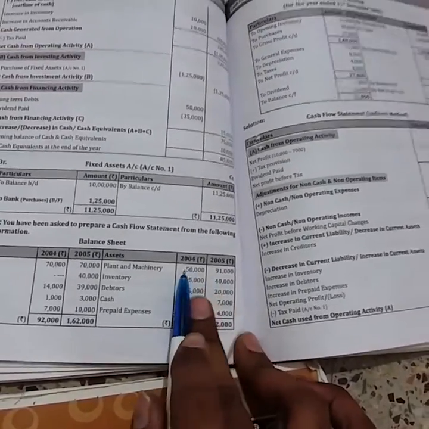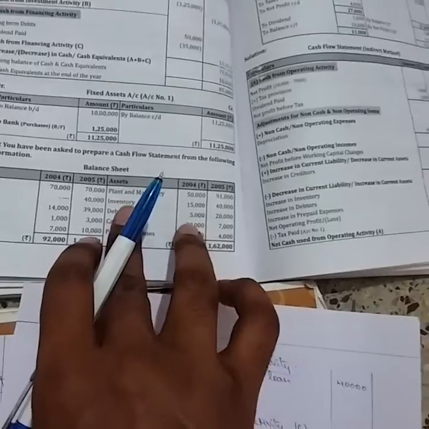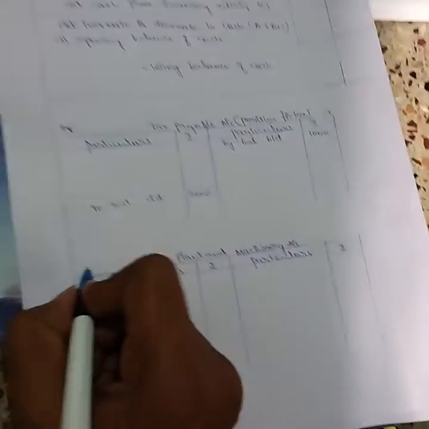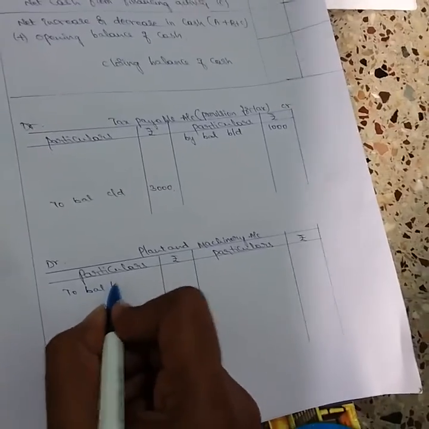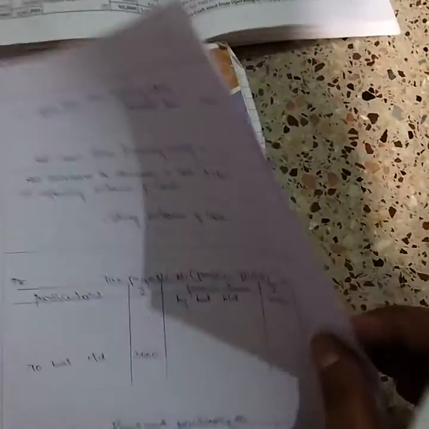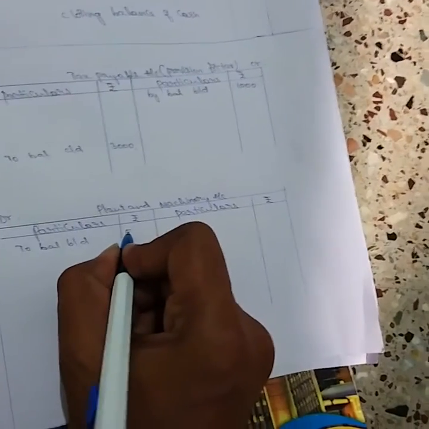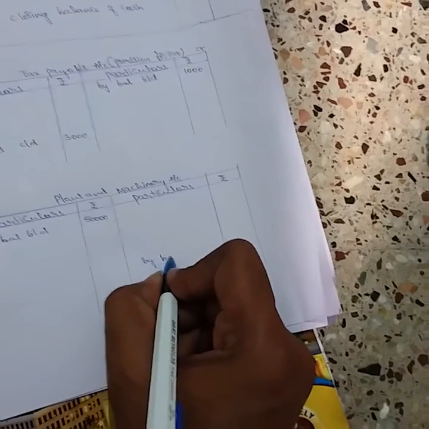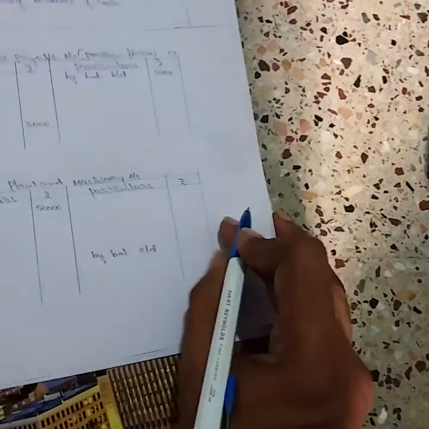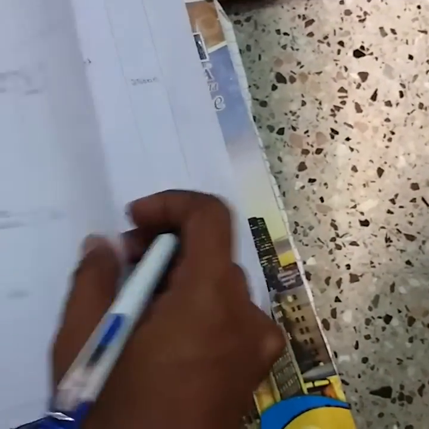First, plant and machinery. We have prepared the plant and machinery account. Take the opening and closing balance of plant and machinery. Opening balance is 50,000, closing balance is 91,000. Asset will have a debit side, brought down opening balance on the debit side. To balance brought down, so opening balance 50,000, closing balance by balance carried down, closing balance is 91,000.